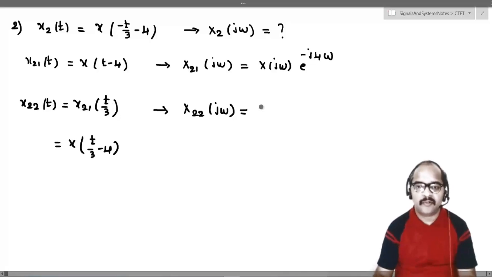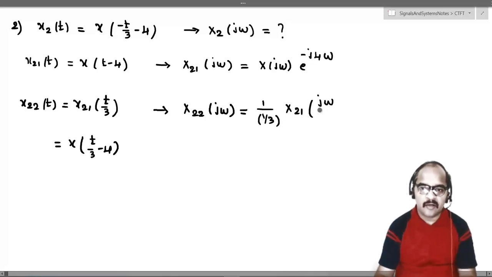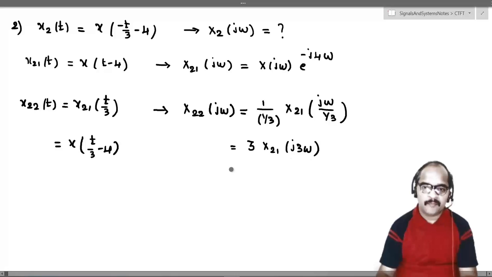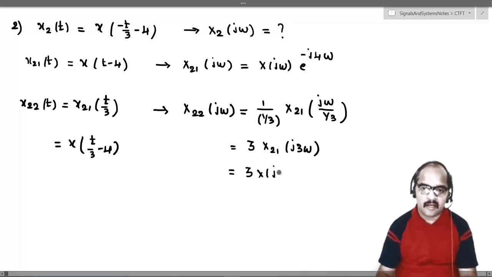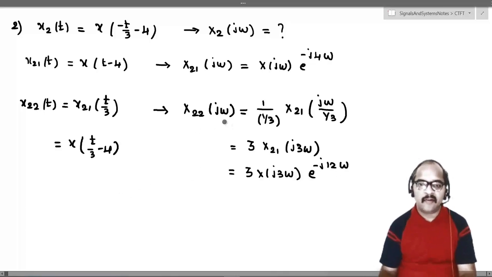So what is this fellow's Fourier transform? Time scaling. So you'll get 1 by mod a x21 of j omega by a. Correct. So this would be equal to 3 times x21 of j3 omega. So x21 of j omega is this. x21 of j3 omega means wherever there is omega, replace with 3 omega. So we'll get 3 times x of j3 omega multiplied with e power minus j12 omega. So this is our x22 of j omega.